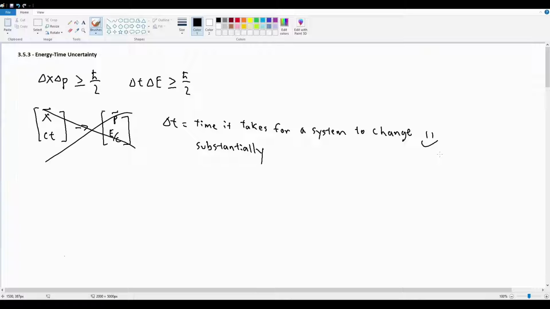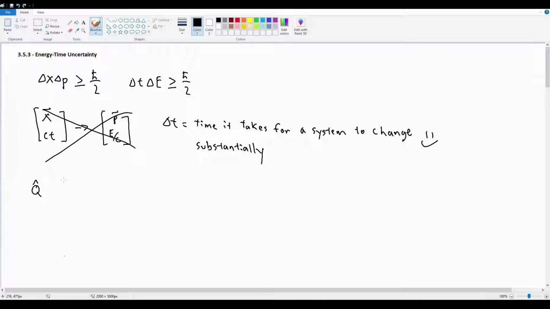The second problem is that this is a pretty vague definition, right? What the hell does it mean for a system to change substantially? So the rest of this chapter is going to prove what exactly this means. And we're going to start by considering what we measure from a system, right? Traditionally, we want to measure observables: position, momentum, energy, and so on. So let's consider some observable Q, and in quantum mechanics, I can represent this as an operator. So delta t is the time it takes for a system to change substantially, so I'm looking at how long it takes for Q to change.